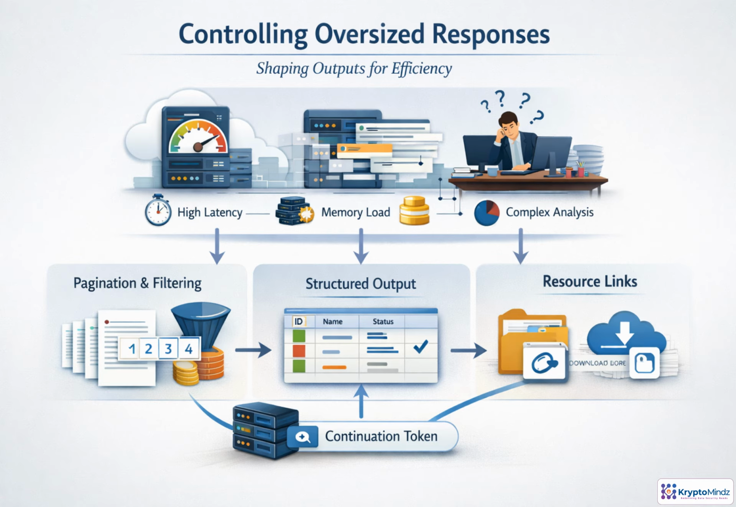Oversized responses are like overpacking for a short trip. Everything technically fits, but the journey gets slower and harder to manage. In an MCP server, large payloads increase latency, memory use, token cost, and client reasoning effort. Shape the response before sending it. Page results, filter aggressively, and let clients request only the fields they need. Return summaries and structured records, not raw dumps. When more data is available, include a cursor or continuation token. For large files or artifacts, send a resource link instead of the whole object.